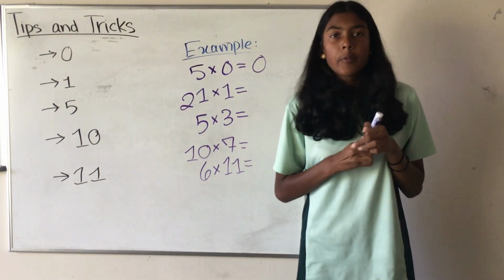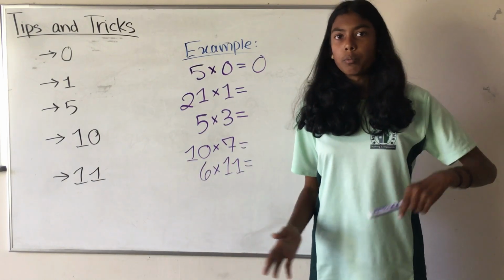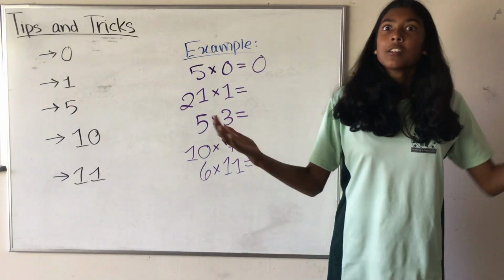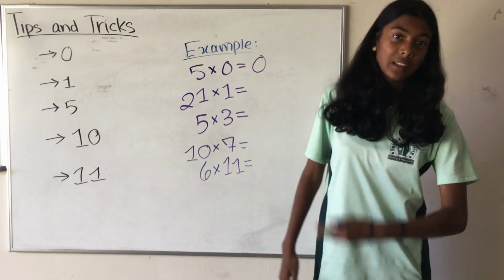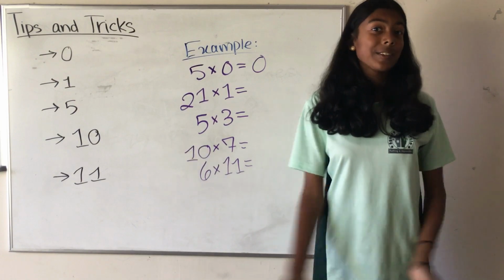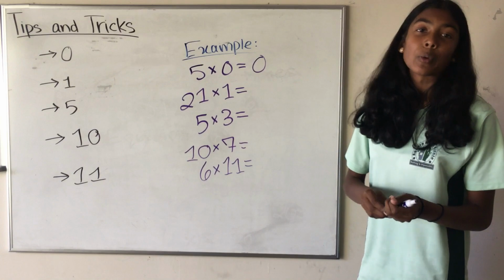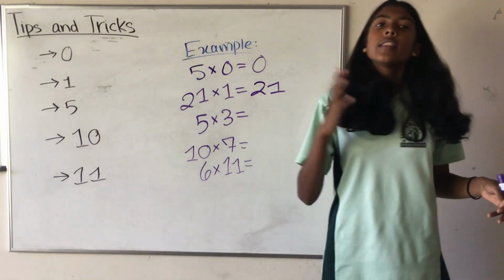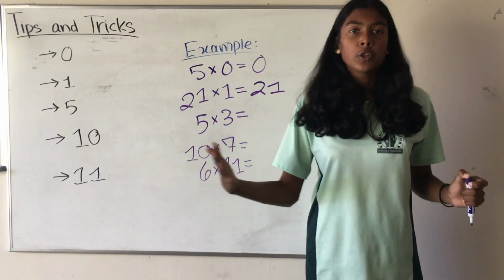Now moving on to 1. 1 is like a mirror. You get what you see with the same thing. So 5 times 1, 5. A million times 1, a million. A billion times 1, a billion. 1,000 times 1, 1,000. 32 times 1, 32. You get the same thing back. So 21 times 1 is going to give you 21. 5. This is more of a tip of what not to do or what you shouldn't get.